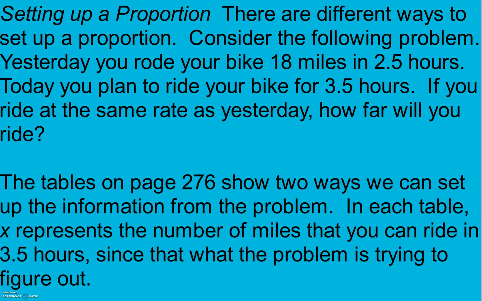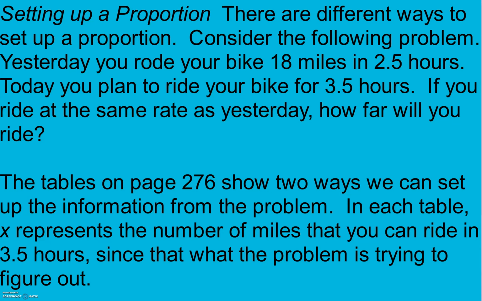If we look at the tables on page 276, they show two different ways that we can set up the information. In each table, X represents the number of miles you can ride in 3.5 hours, since that's what the problem's trying to find out. So it's important, guys, that we compare the same things. We can compare miles to miles. We can compare hours to hours. We can compare today to yesterday.